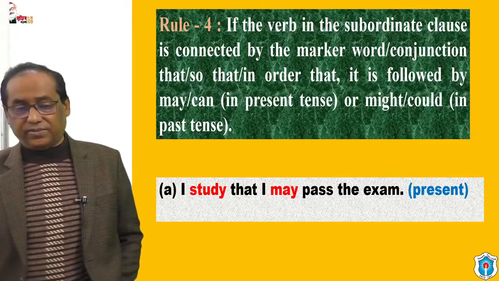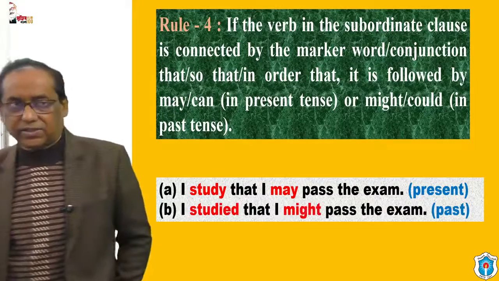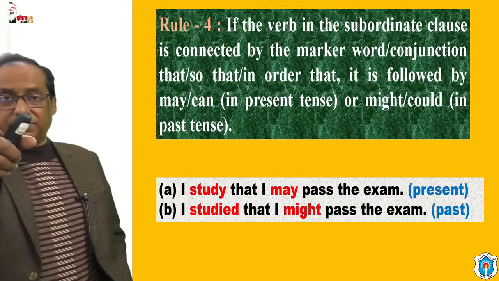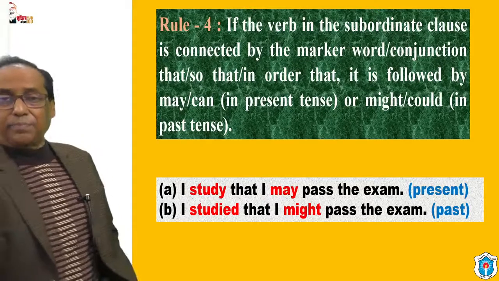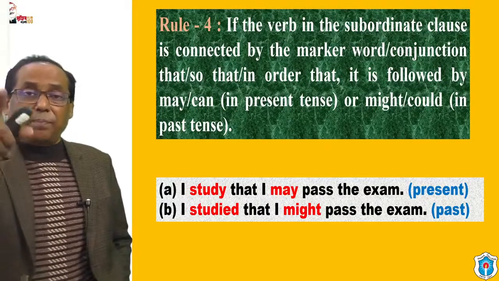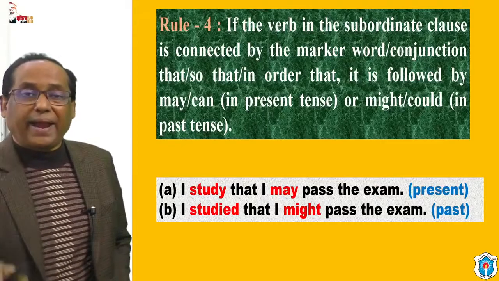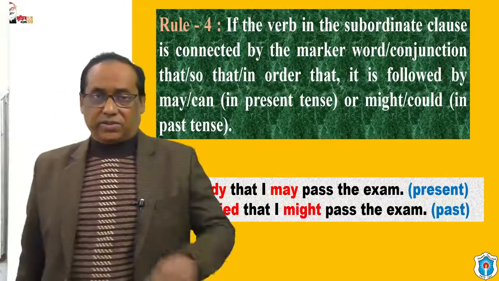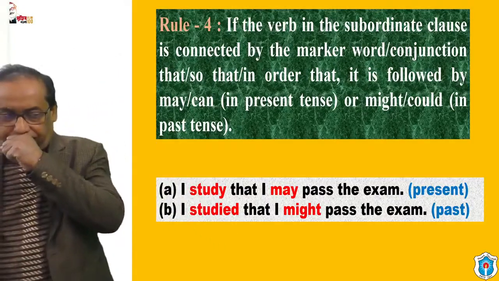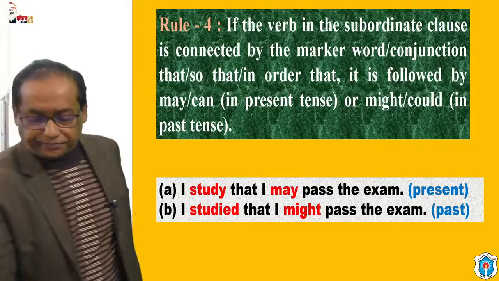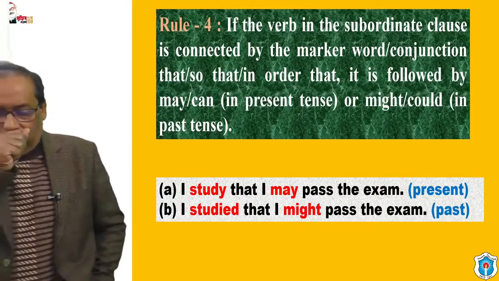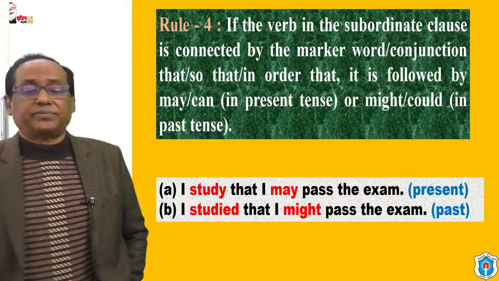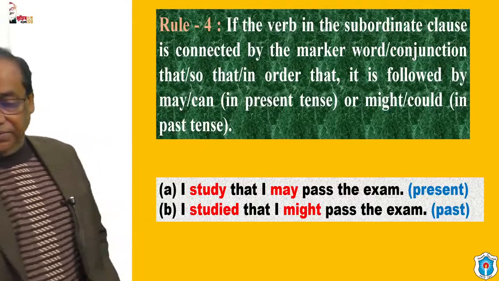But if the principal clause is in past tense, such as, see the second example, I studied. Studied is past, that I might pass the exam. Now instead of may I have used might, because the principal verb studied is in past tense. I think that you can understand all this conjunction.